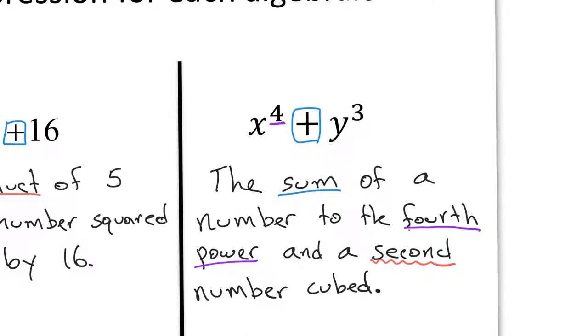So that's why I use the word second to say I have a number, so that's the first one, but I'm adding a second different number. So you have to make sense of the problem. You have to know the words that you have to use, the keywords, but this is just one example, and I'm just going to read it again. The sum of a number to the fourth power and a second number cubed. So sum means you're adding those two different numbers and they have different variables.